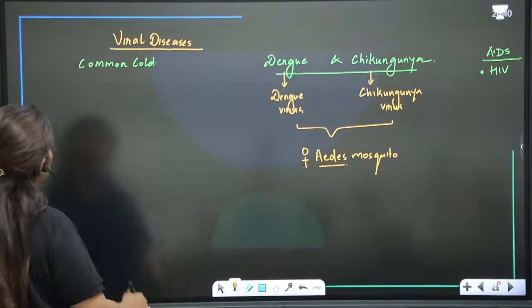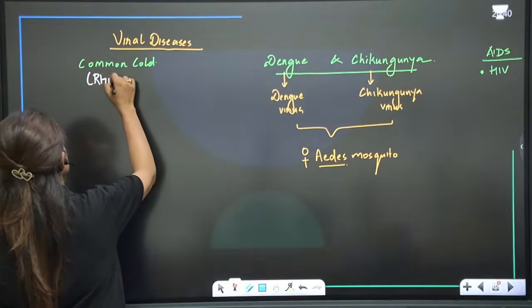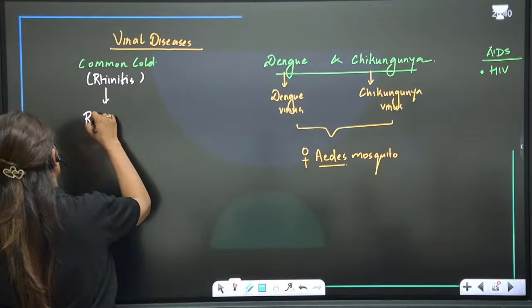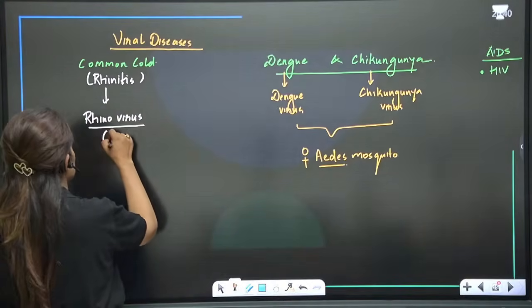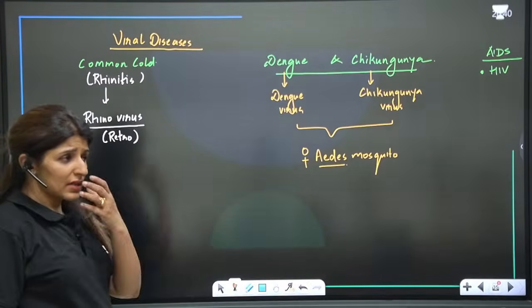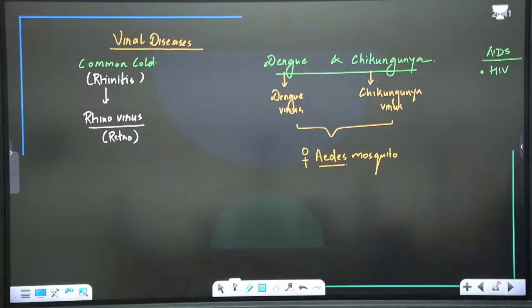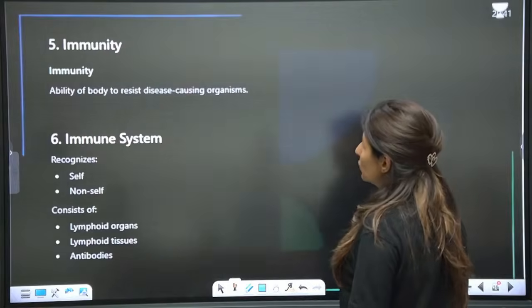Right? And then we have common cold. Common cold is also known as rhinitis, right? Caused by the rhinovirus. It is a retrovirus. Just like HIV, it is an RNA-containing virus, a retrovirus. And what are the symptoms? Excessive mucus flow, your nasal epithelium gets inflamed, right? So we know all those symptoms. Are we clear?